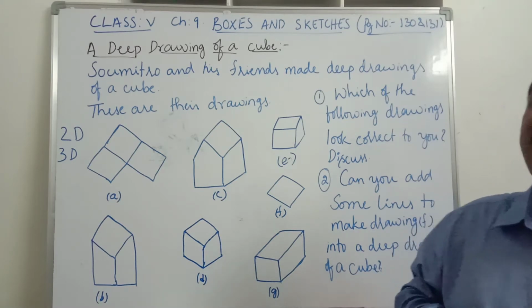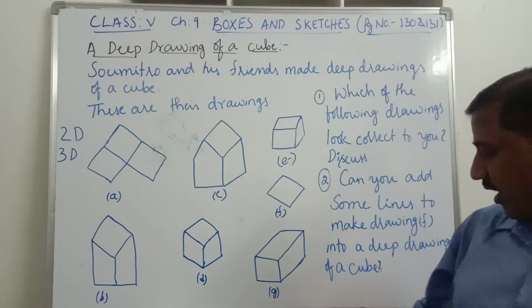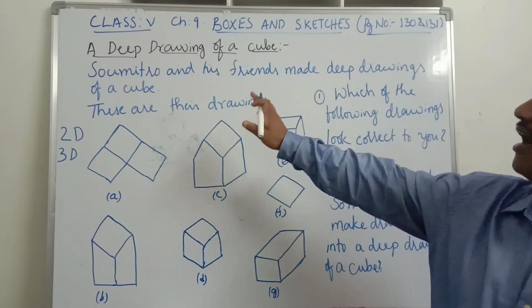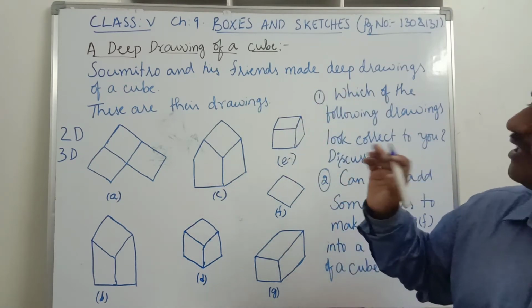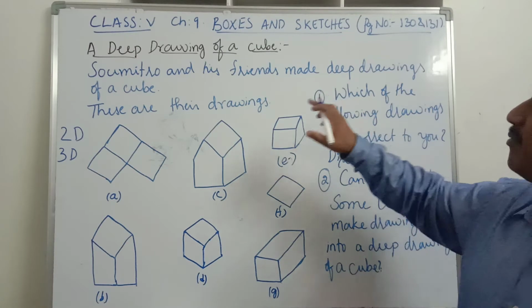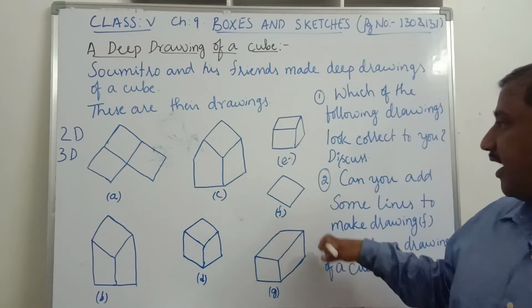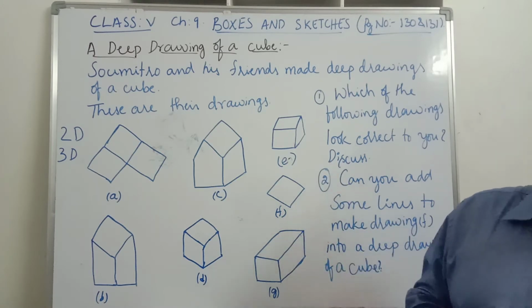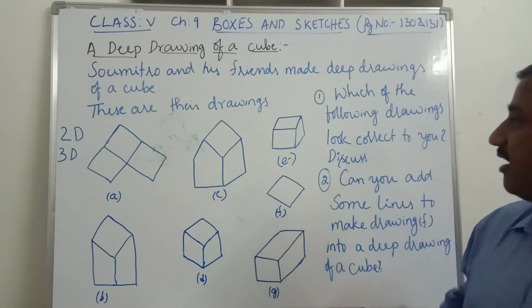Now our present concept is a deep drawing of a cube. Here Saumitro and his friends made deep drawings of a cube. These are the drawings. They made some of the cubes like we have got here. There are 7 figures: A, B, C, D, E, F and G.